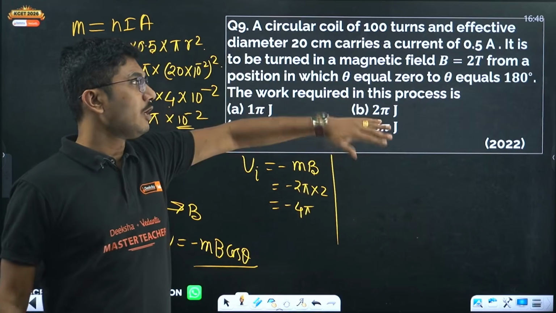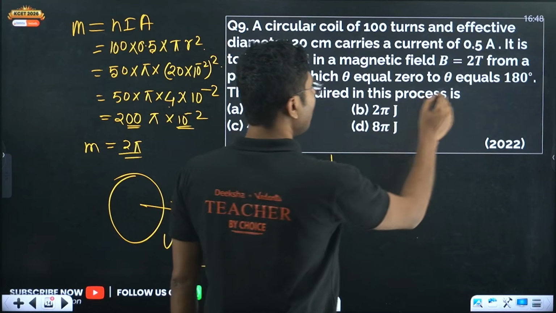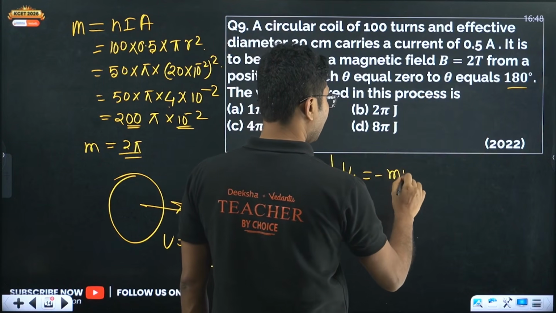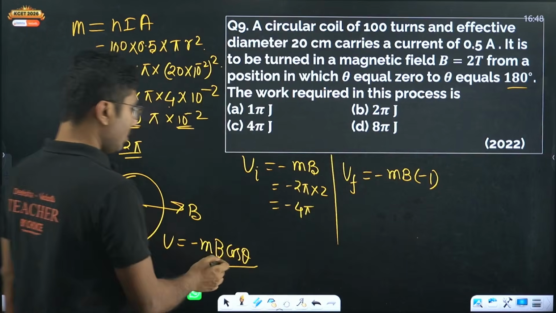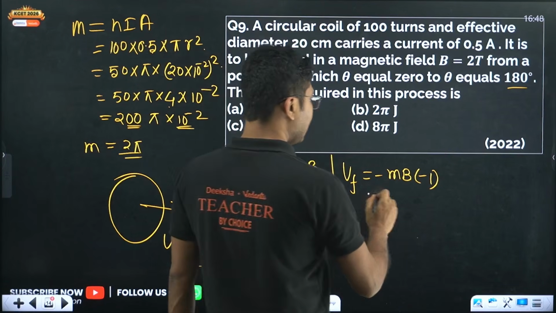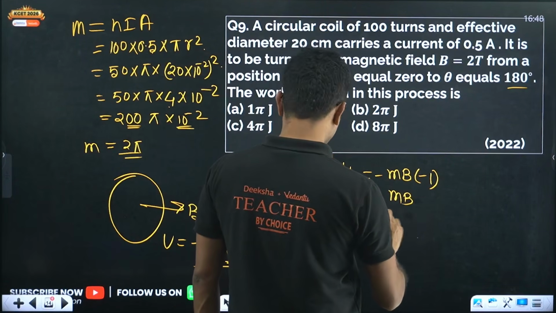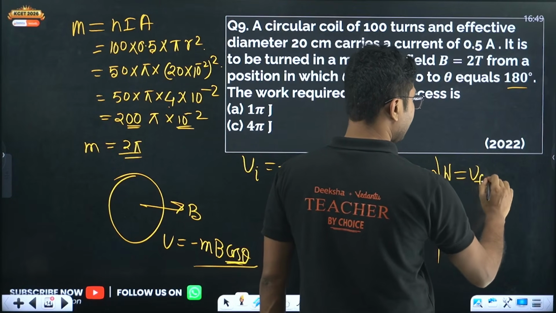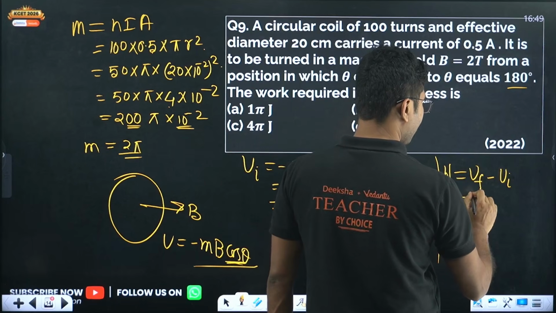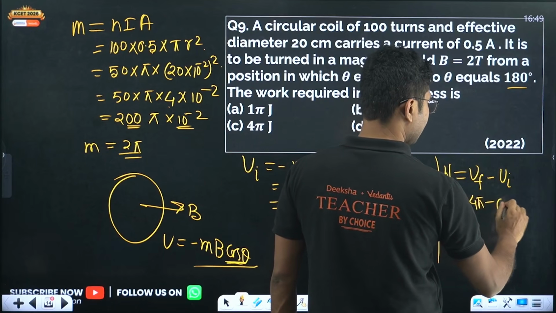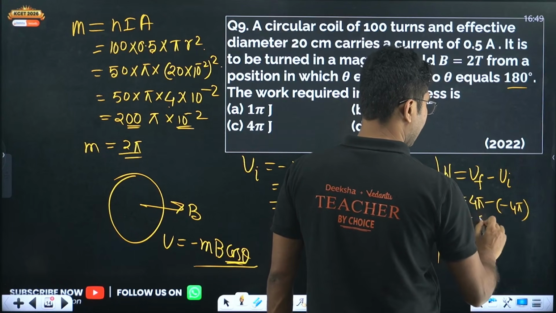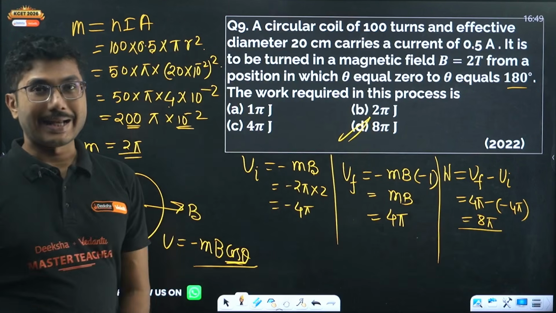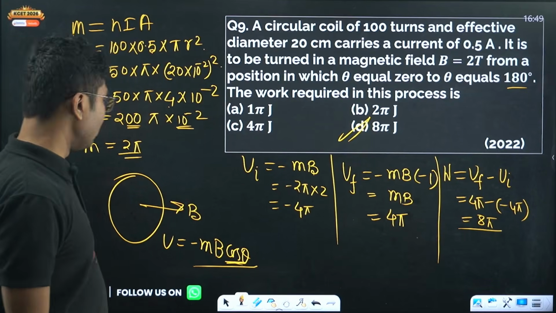Final potential energy, when you rotate by an angle equal to 180 degrees, is given by minus mB into minus 1. Cos theta is minus 1 for 180 degrees, that is mB, that is plus 4 pi. So what is the work done? Work done is final potential energy minus initial potential energy, that is 4 pi minus minus 4 pi, that is 8 pi. So 8 pi is the work done to rotate it by an angle of 0 to 180 degrees.